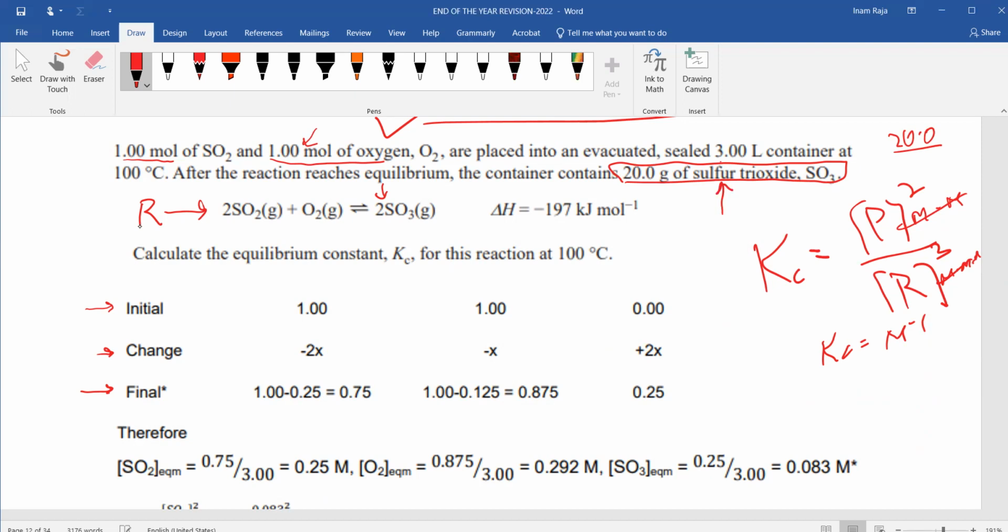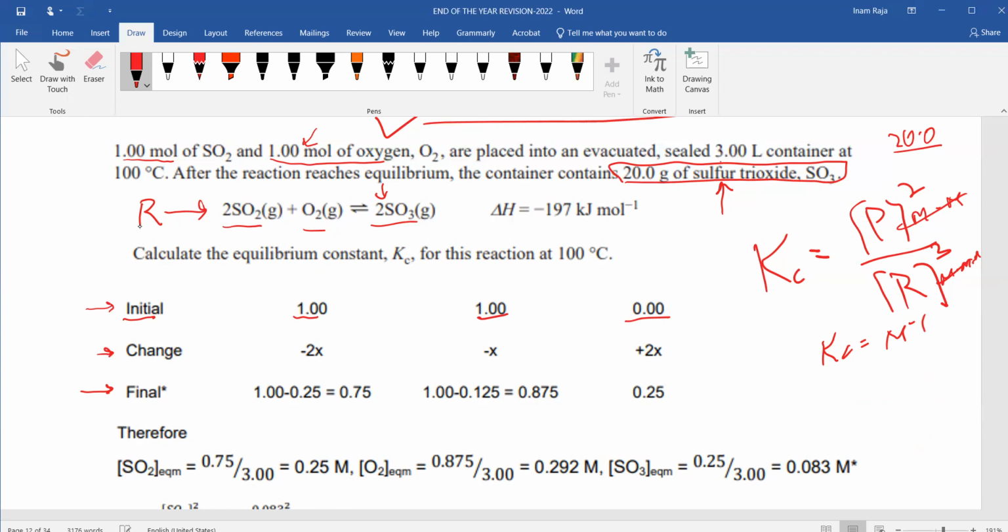All right. So what you have to do, you write a balanced chemical equation. You've done that. Then write the initial moles, meaning whatever is given to you initially. So you have 1 mole of SO2, 1 mole of oxygen, and nothing is formed initially.